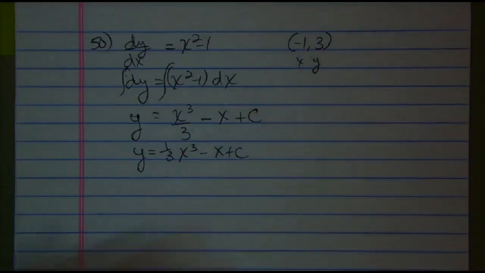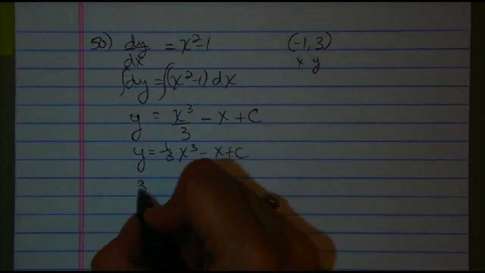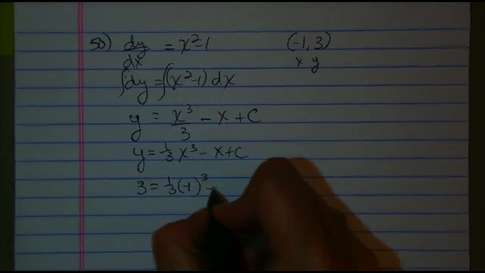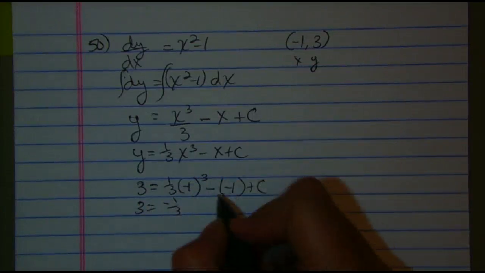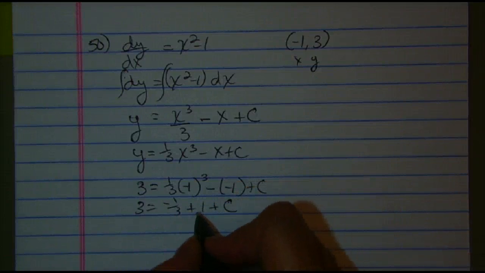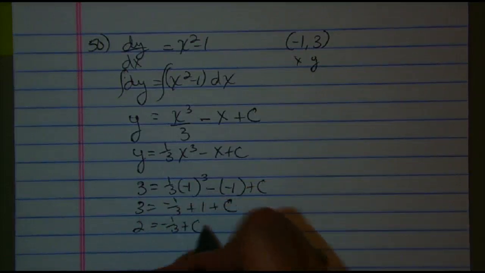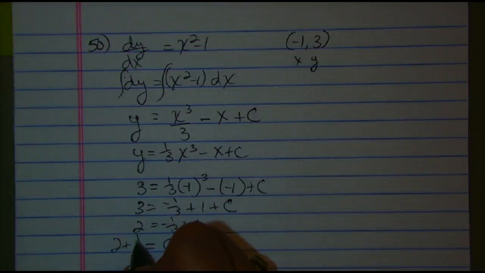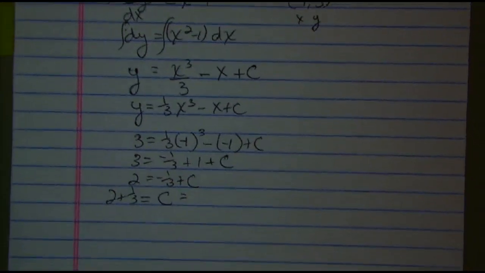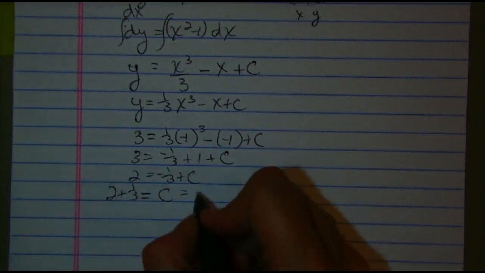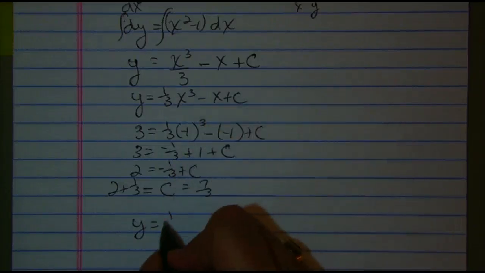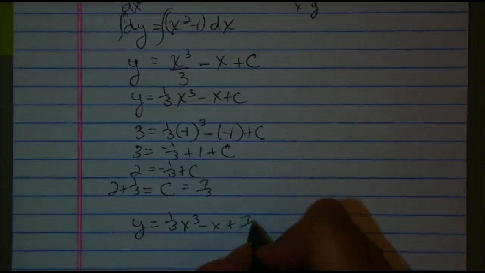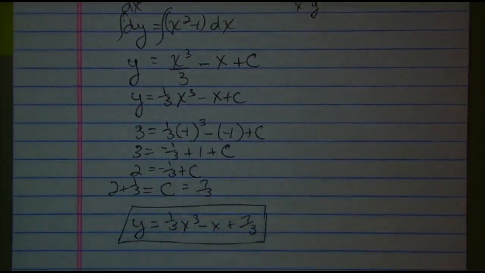Then I have this specific point, which is on the antiderivative: 3 equals 1/3 times (-1) cubed minus (-1) plus c. So that would be -1, so that's -1/3, plus 1 plus c. So I'm going to subtract 1. And now I need to add, but I'm going to have a common denominator. So that would be 6/3. So that's 7/3. So here comes my specific solution. It's y equals 1/3 x cubed minus x plus 7/3. This is my specific solution to the derivative.